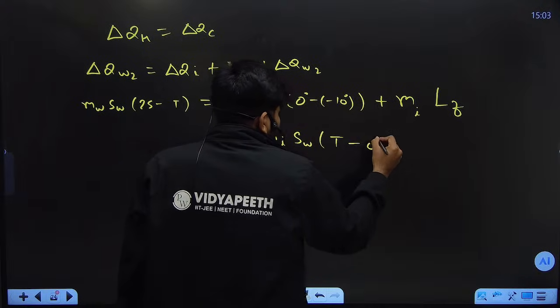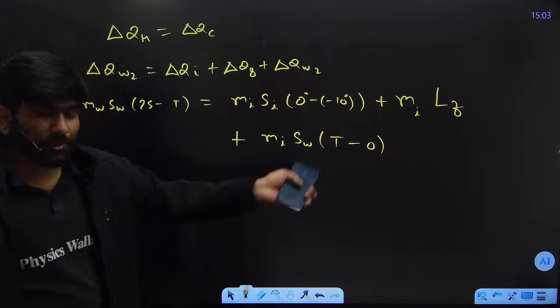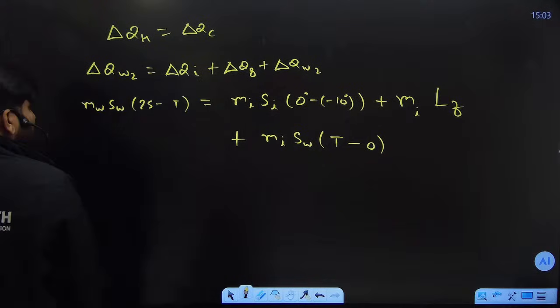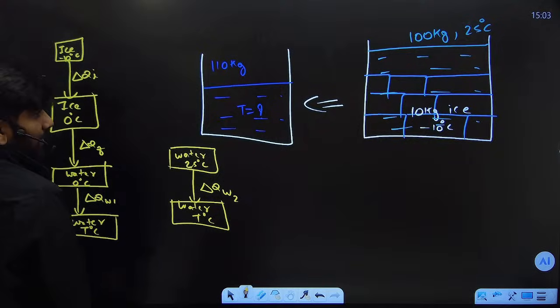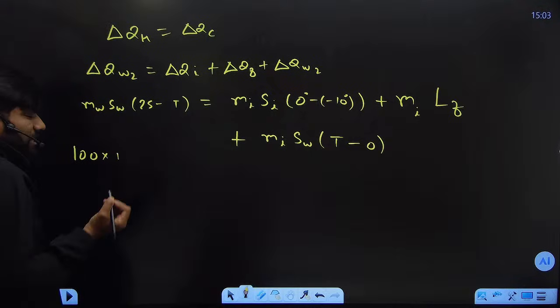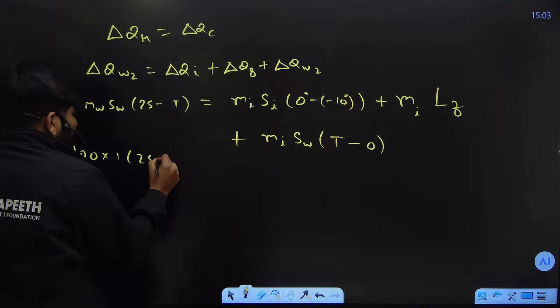So its temperature is initially 0. It's heating up to T. So T minus 0. Now put the values. So what is the mass of water in the question? It is 100 kg. Perfect. A good number, isn't it? Specific heat of water 1 into 25 minus T.